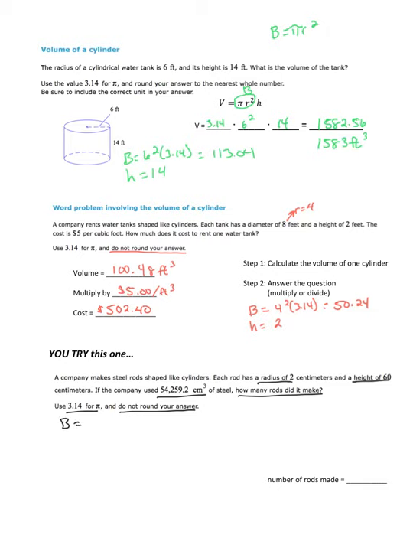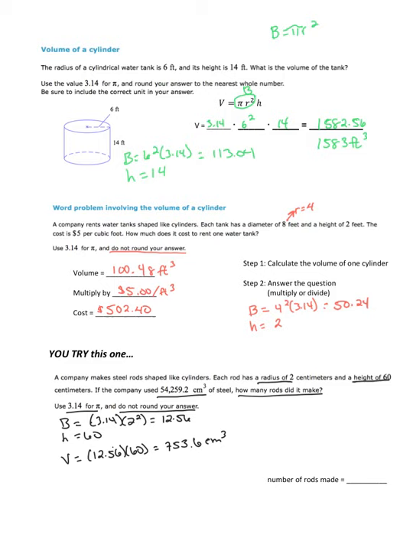Area is pi r squared, so 3.14 times 2 squared. 12.56. Height is 60. So the volume of each steel rod is 12.56 times 60, which is 753.6, and that would be centimeters cubed.